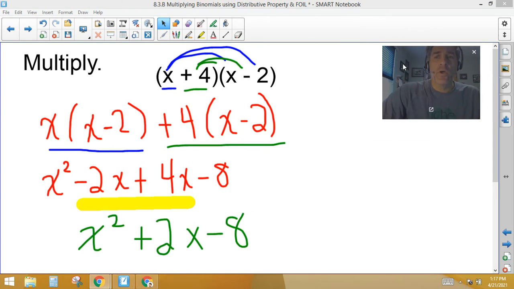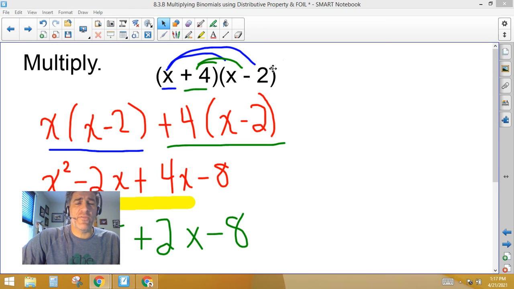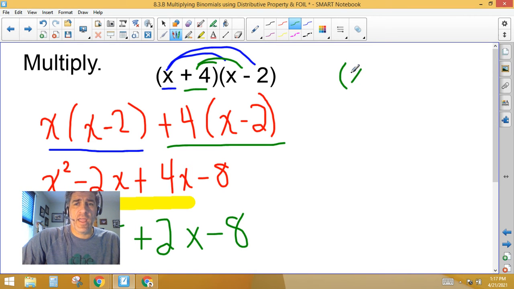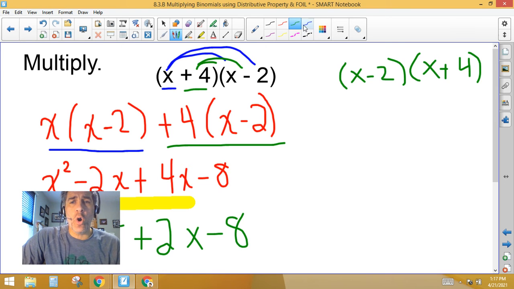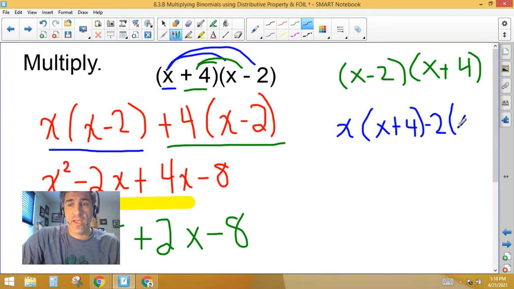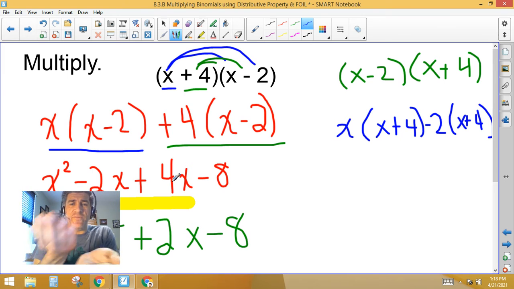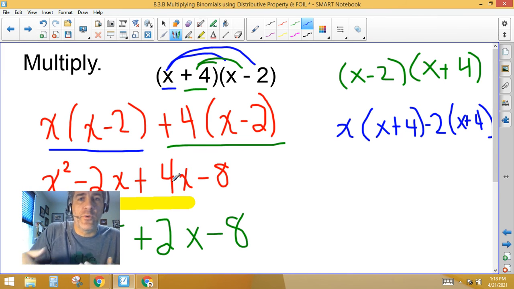Now, something that you may wonder is, what if I switch? What if the x minus 2 was first? If I did x minus 2 times x plus 4, does it matter? Will that change the answer? It won't change that at all. I would distribute x to the x plus 4, and I would distribute a minus 2 to the x plus 4. If you work through this, you end up getting the same exact thing. The only difference is my middle two terms, the negative 2x and the 4x, just flip places. We'd still end up combining them.